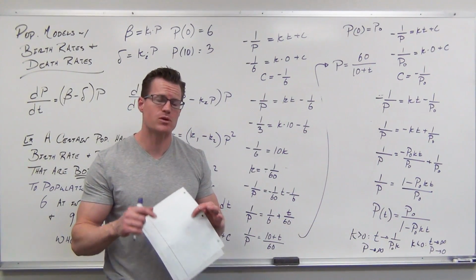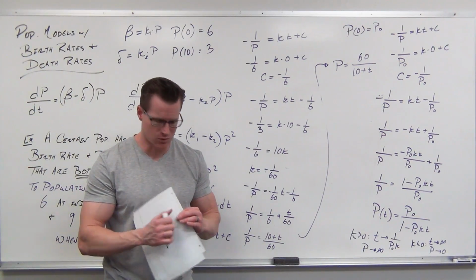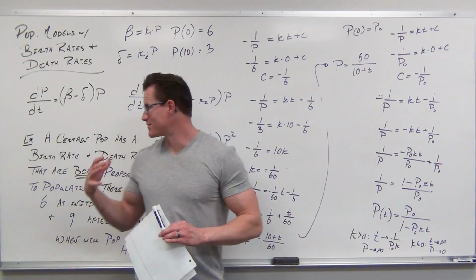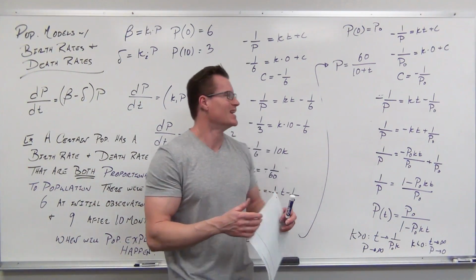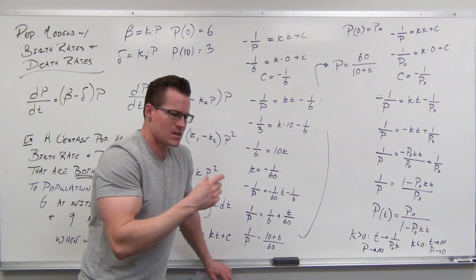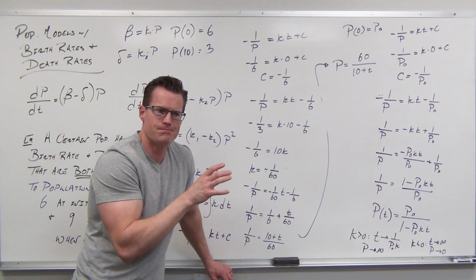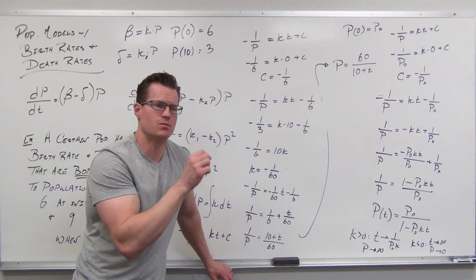I hope that makes sense. I hope you're seeing the interplay between the limits of Calculus 1, these populations, and these differential equations. This is awesome. This is really cool. So I hope you've enjoyed it. I hope I've made some of these population models understandable for you as they relate to birth rates and death rates.